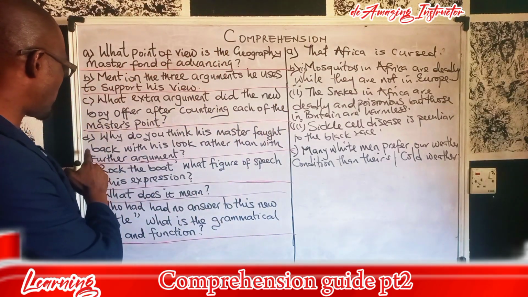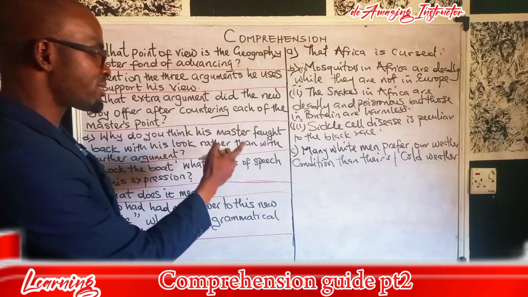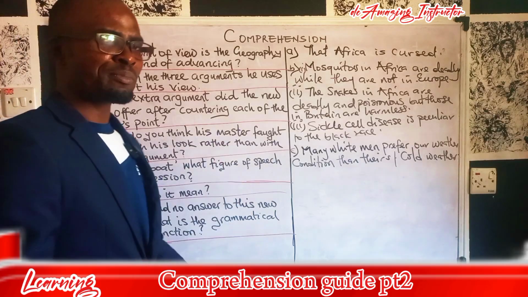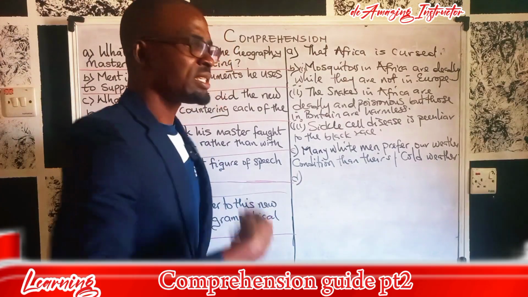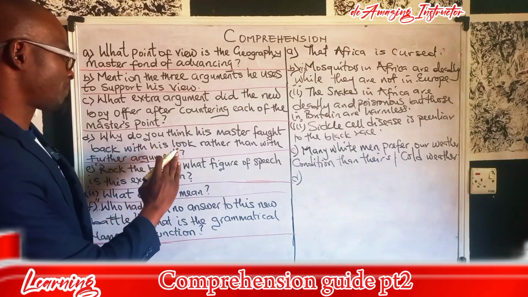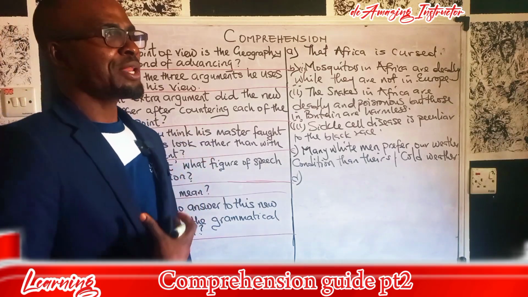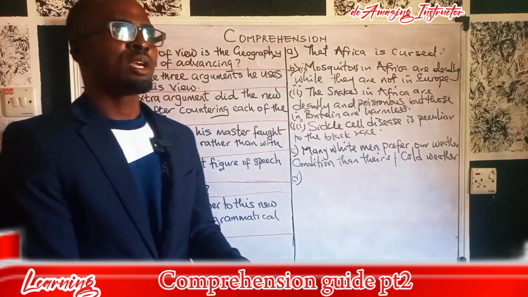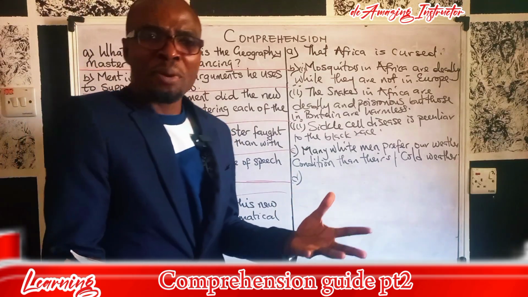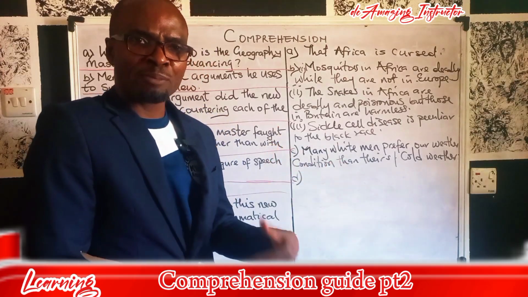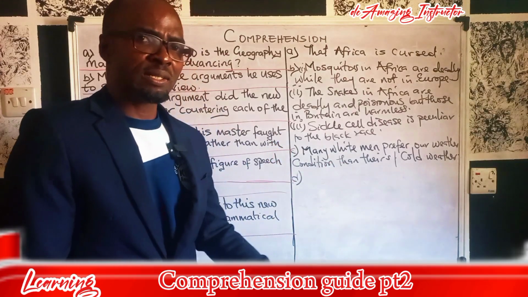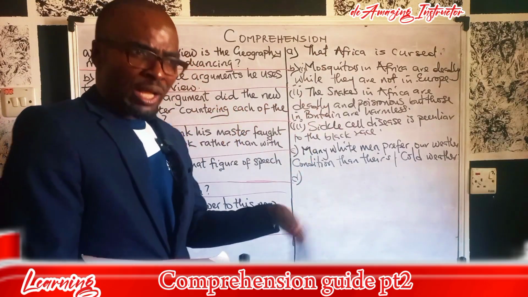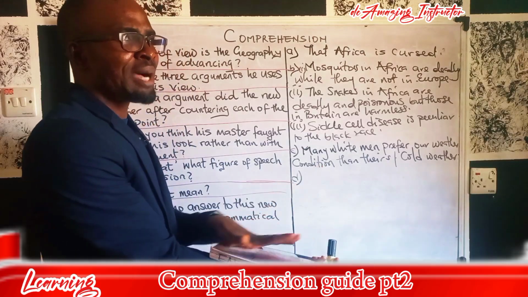And the fourth question is, why do you think his master fought back with his look rather than a further argument? I know you should be able to answer that question. Why do you think, now this, why do you think is not an example of a direct reference question. You are expected to have your personal interpretation, to think and interpret from the lines of the passage. Why do you think it may not be directly written in the passage?